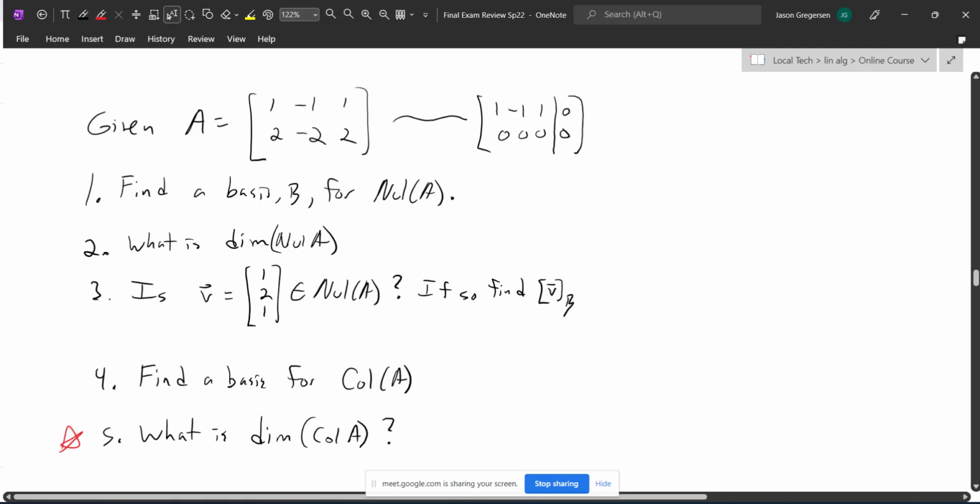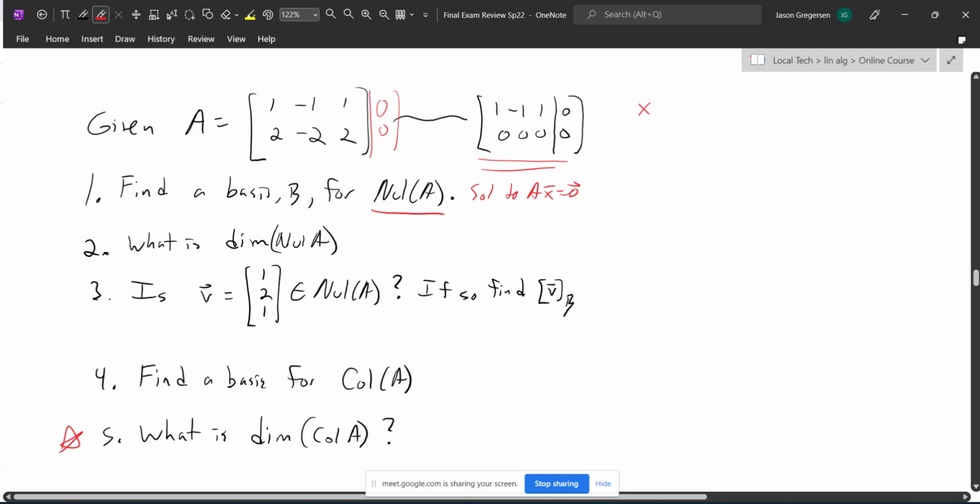All right, so the first one is talking about the null space. The null space is the solutions to Ax = 0. So to find a basis for this, I'm just going to solve Ax = 0. To do that, I would augment with the zero vector and do the row reduction. And the row reduction would turn out to be this.